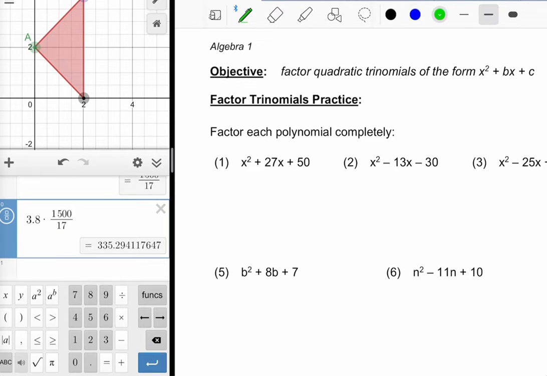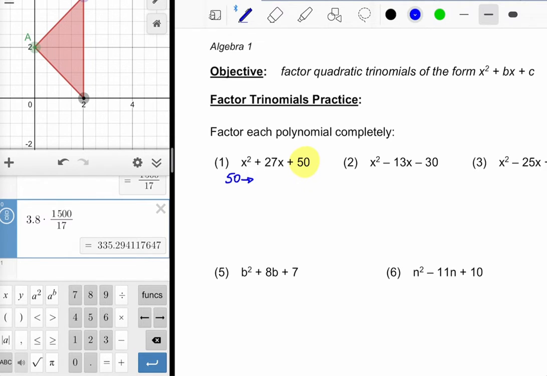So x squared plus 27x plus 50. We're looking for the factors of 50. Now, if you get to a point where you can just do that in your head, that's great. That's what we're working towards. But for now, you may want to make a list. So we look at the factors of 50.